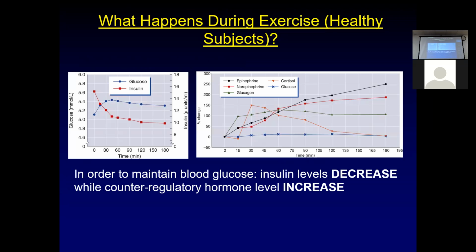So we can look at all of this, and what happens during exercise in healthy people is that, weirdly, as you exercise, here's 3 hours of exercise, you will note that blood glucose levels tend to rise a little bit during exercise, but insulin levels are going to fall.